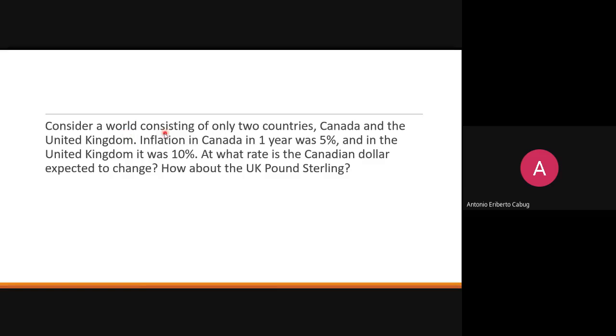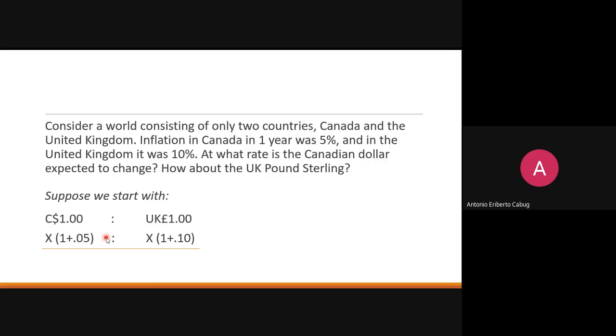Example, consider a world consisting of only two countries, Canada and the United Kingdom. If inflation in Canada in 1 year was 5%, in the UK it's 10%. At what rate is the Canadian dollar expected to change? How about the UK pound sterling? So if we are going to assume that they started off with the same exchange rate, then after those changes in the exchange rate, it will cost a higher amount to purchase the same item than in the past 1 year before because of inflation.